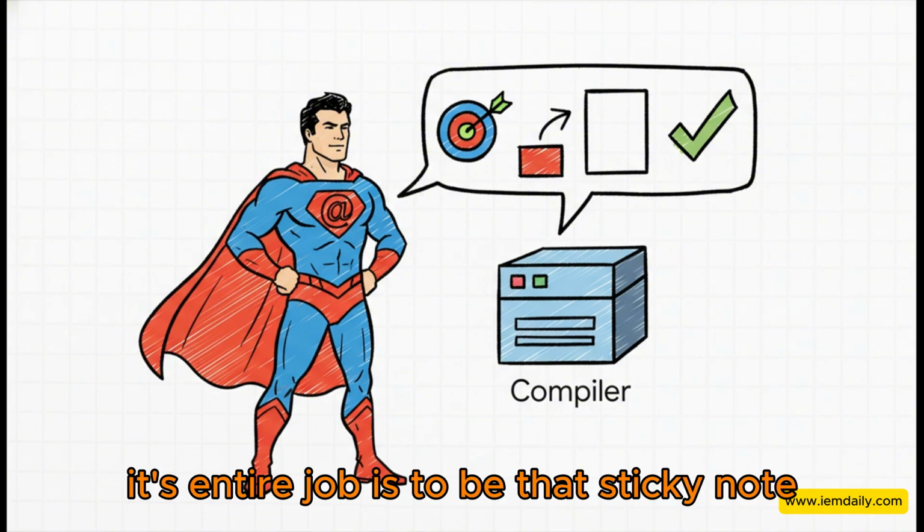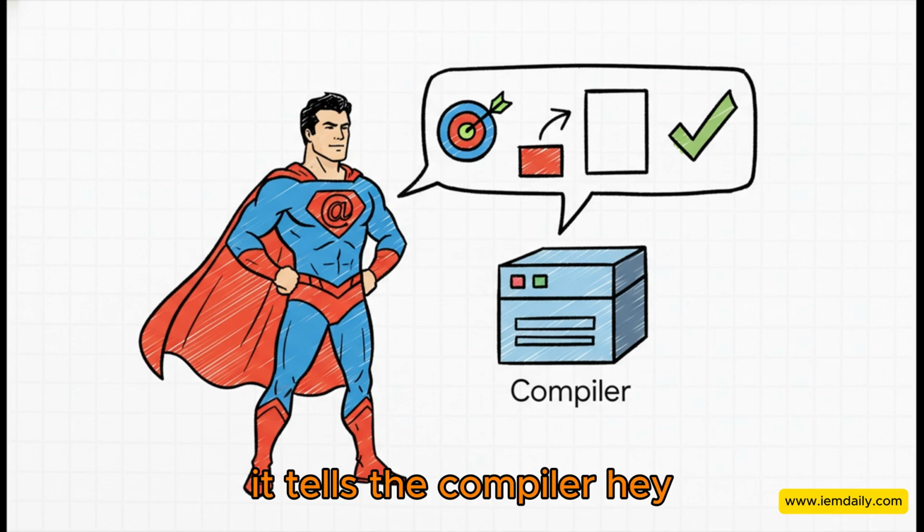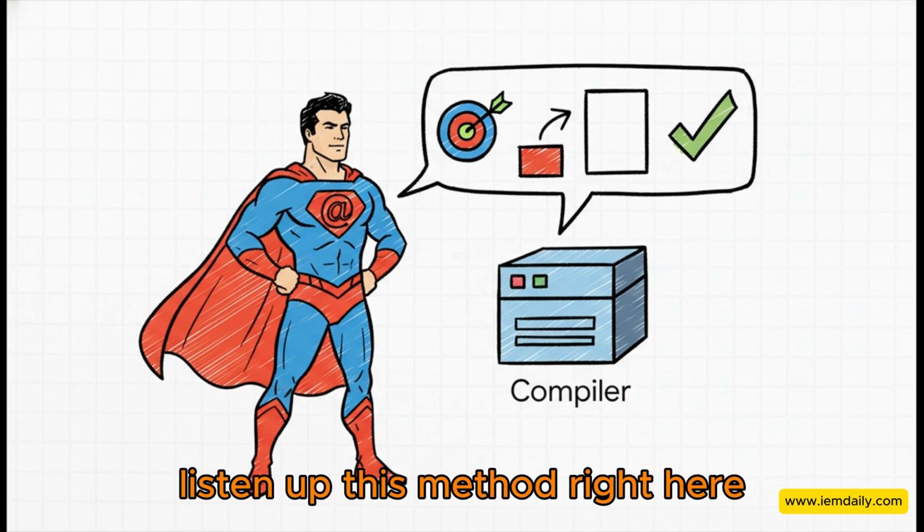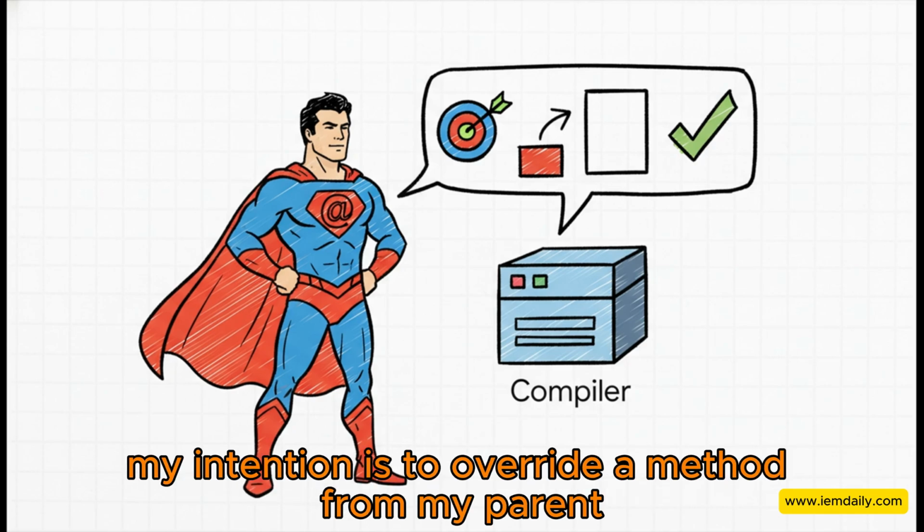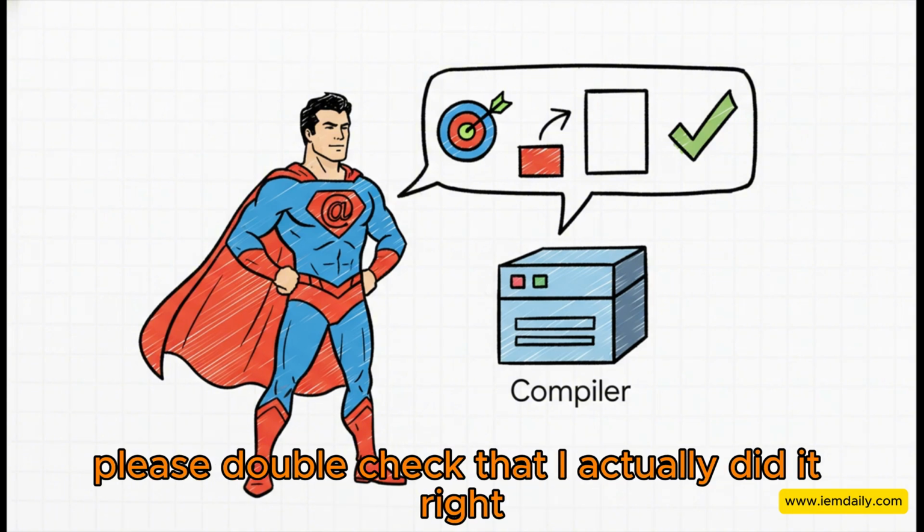Its entire job is to be that sticky note. It tells the compiler, hey, listen up. This method right here, my intention is to override a method from my parent. Please double check that I actually did it right.